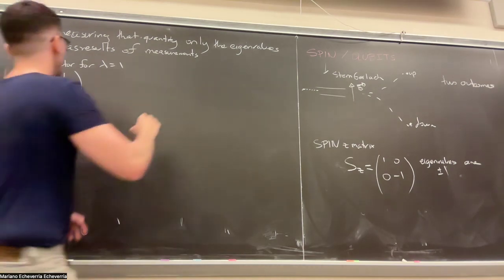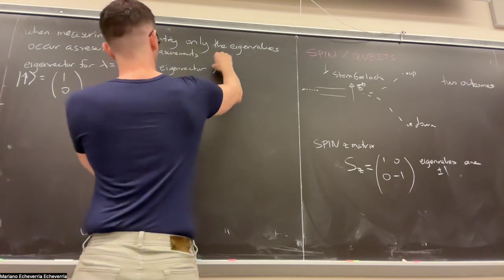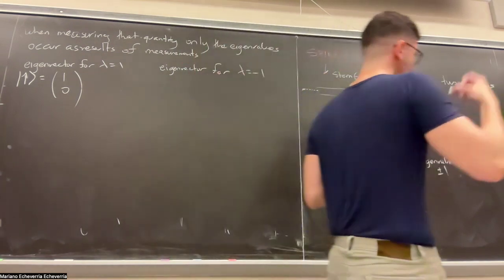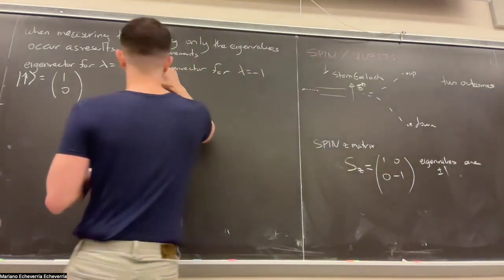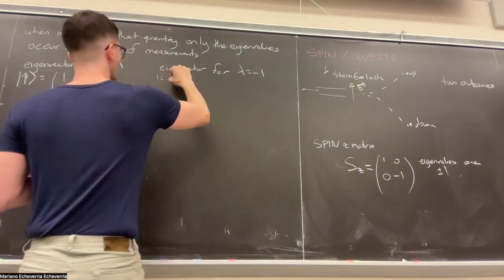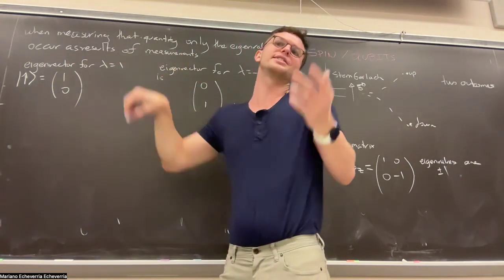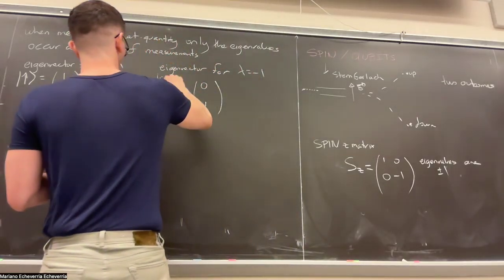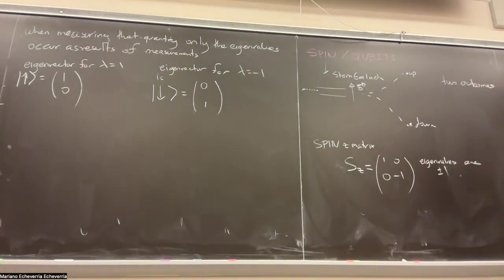And an eigenvector for lambda equals -1 would be (0, 1), right? That is actually one that works. So yes. And then (0, 1), since the one is down, I'll call this the down. Up and down, right?